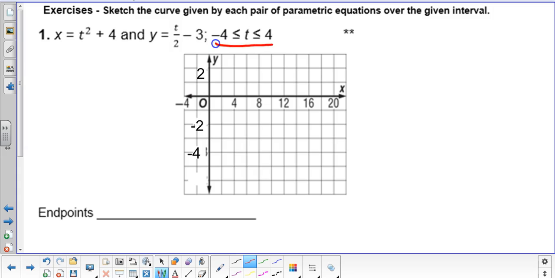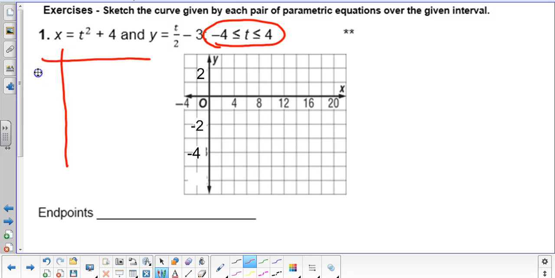This is really important that you understand that this is not useless information. Sometimes in the past there was some inequality stuff at the back and we kind of ignored it. It might have been giving us something about a domain or something. We didn't worry too much about it. This is very important in this parametric business.